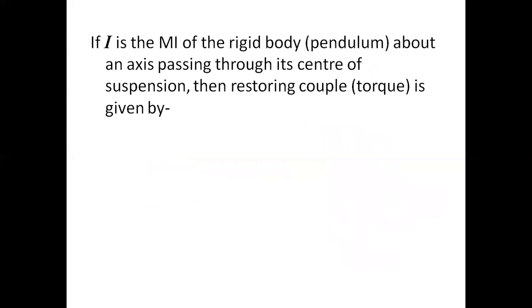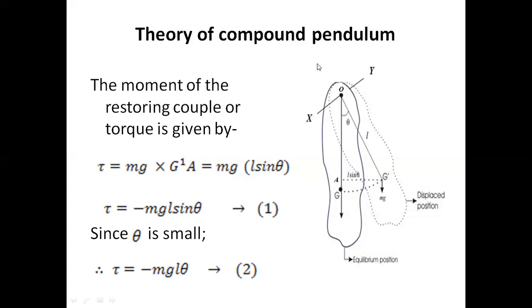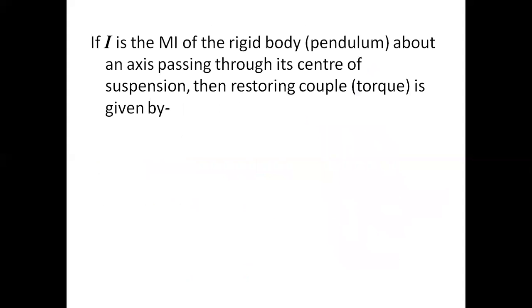Next, suppose I is the moment of inertia of this compound pendulum about the axis xy. Then the restoring couple is given by tau is equal to moment of inertia I into angular acceleration alpha, where I is the moment of inertia of this compound pendulum about the axis xy, and alpha is the angular acceleration of the body. Alpha can be written as d square theta by dt square.